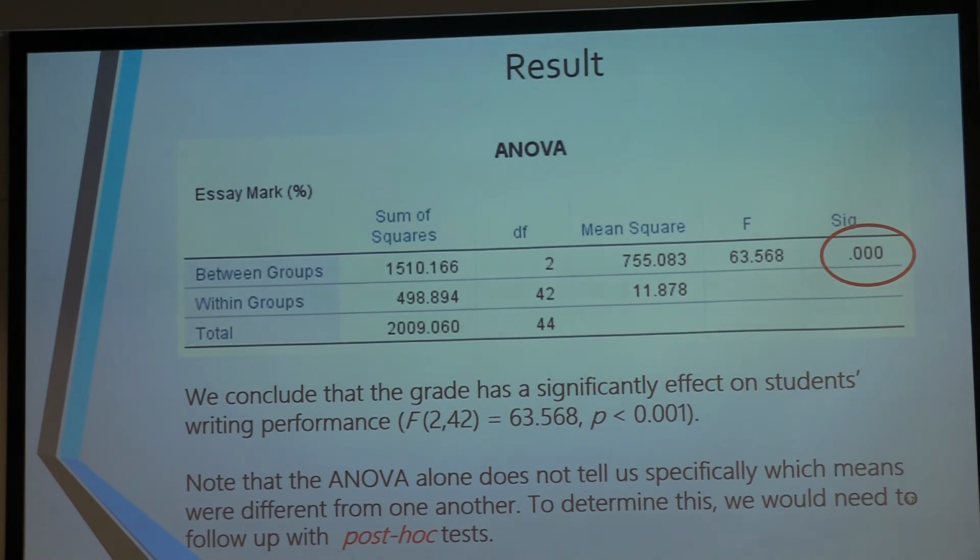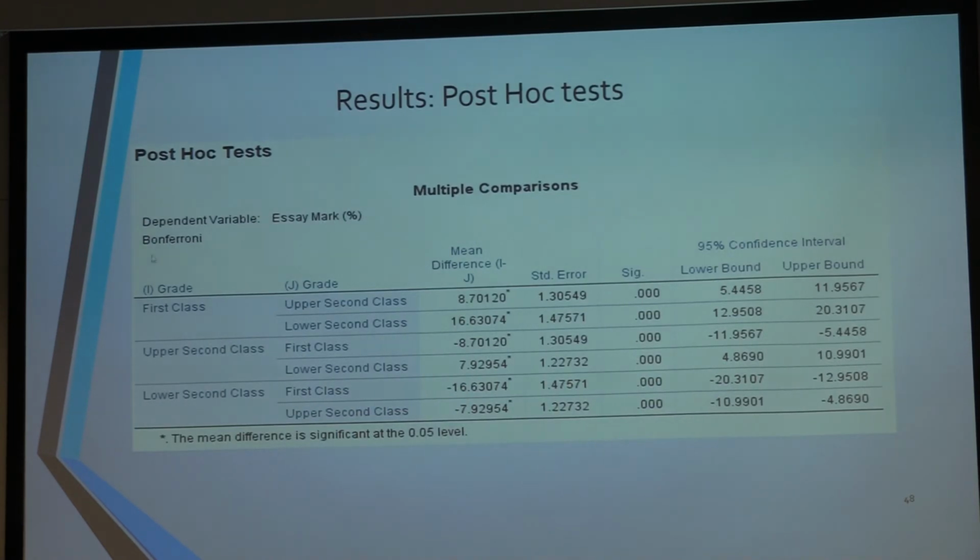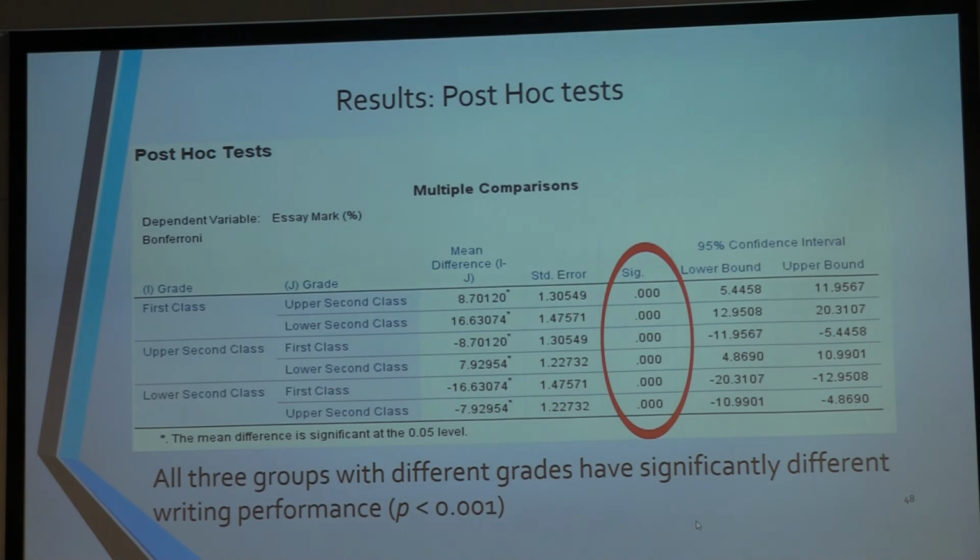Remember, we have 4 means, right? Okay. So in order to find out how the 4 means differ from each other, we need to follow up with post hoc tests, okay? In the post hoc test, you see the results more clearly. All you need to do is just look at the significance, that's all. You can ignore all the others. Just focus on this. If it says significant, it's significant. So all the 4 groups with different grades have significantly different writing performance. Then you indicate the p-value, that's all. All right?